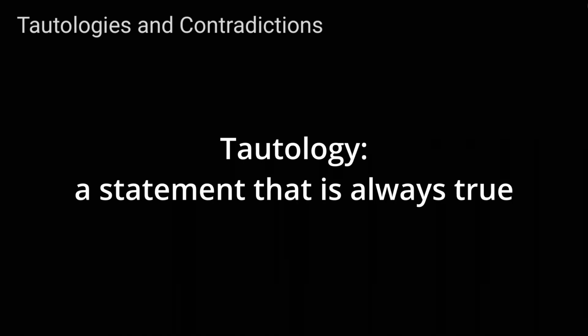We're going to talk about tautologies and contradictions. A tautology is a statement that is always true, no matter the truth values of its parts. For example, P or not P. This is always true. If P is true, P or not P is true, and if P is false, not P is true, so the whole statement is still true. So P or not P is a tautology.